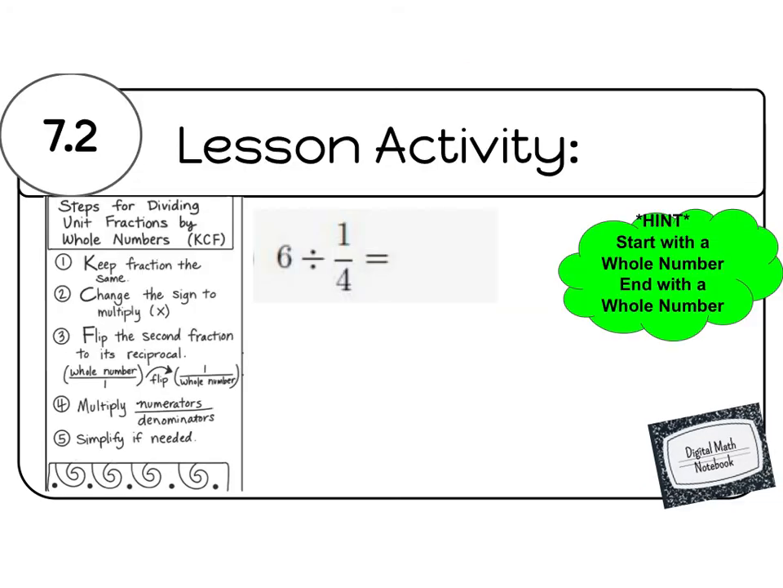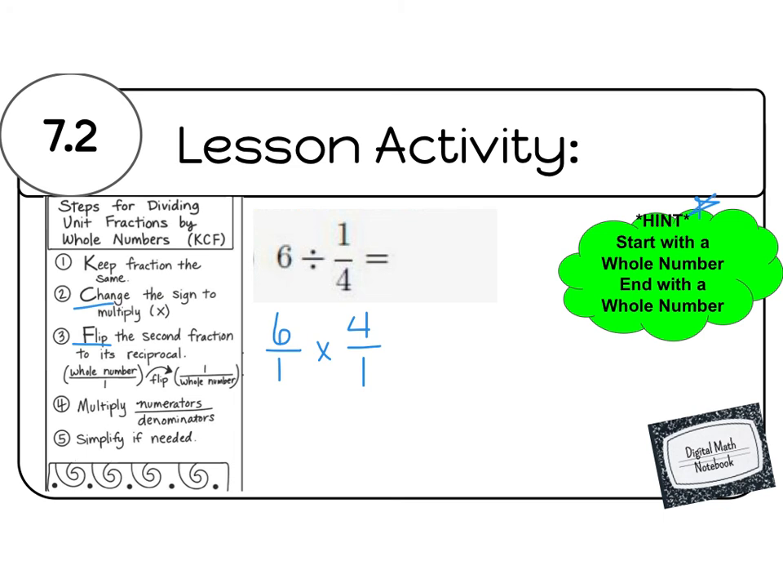All right, guys, time for the lesson activity. Today's lesson activity has us dividing a whole number by a fraction. So our first step is to keep, but change it into a fraction. So invisible 1 is there. Then change, which means we're going to change from division to multiplying, and then flip it upside down. So the 4 goes to the top and the 1 goes to the bottom.